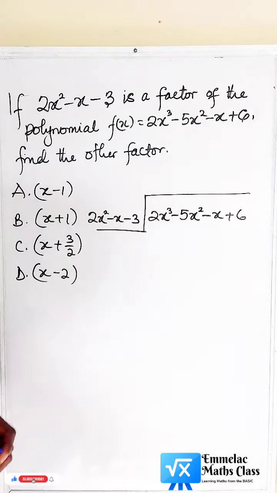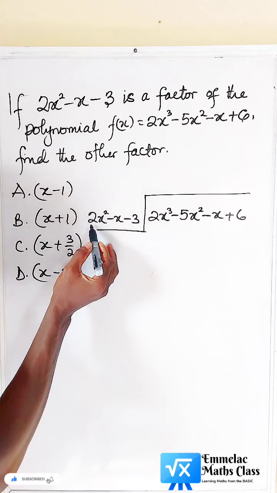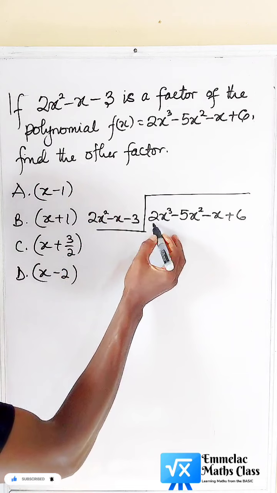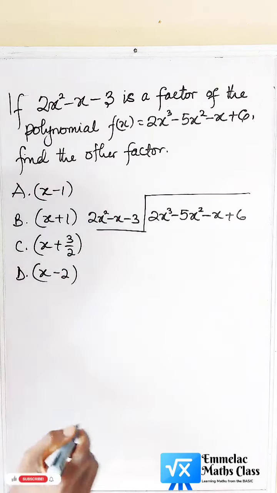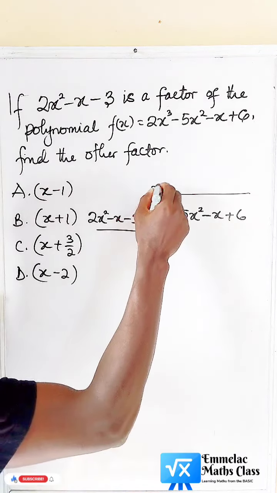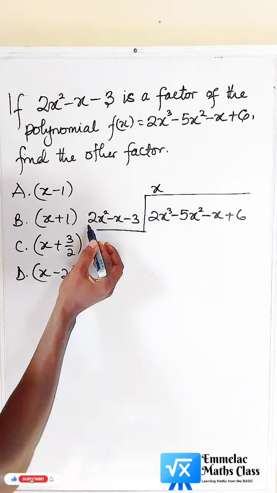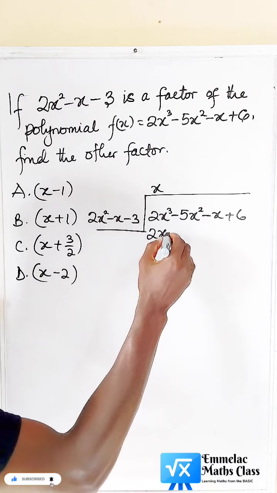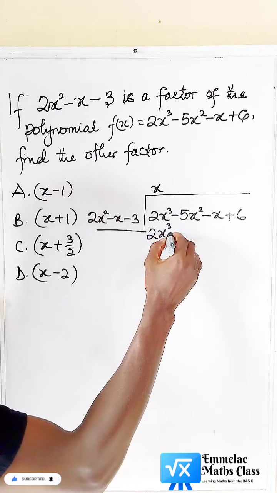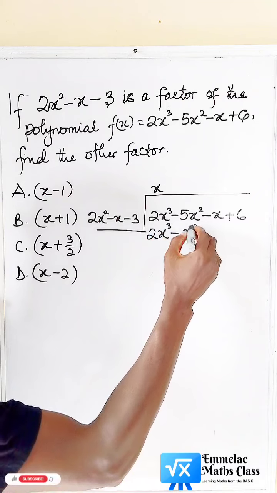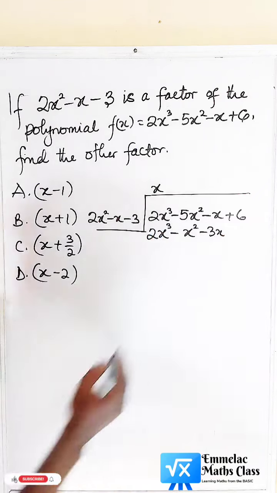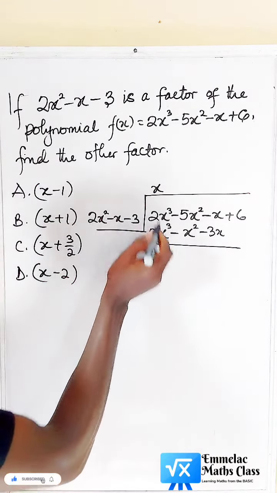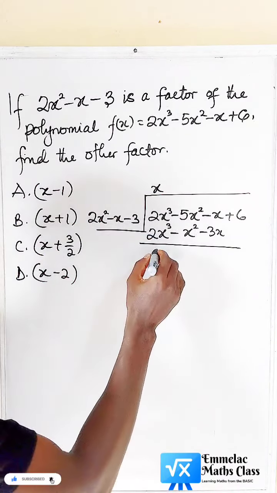Now you ask yourself a question. What will you multiply by 2x² to give you this term 2x³? That will be x. So when we have x, x multiplied by all this expression here, you have 2x³ − x² − 3x. Now in this case we tend to subtract. Now we can see they have the same term. Since the subtraction, this one becomes 0.